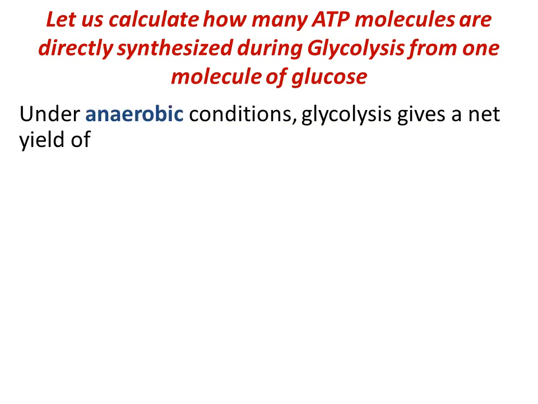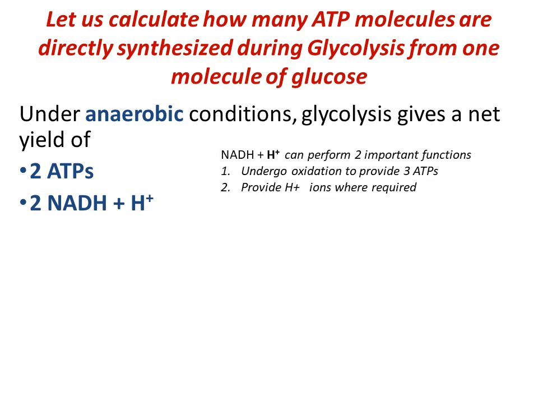As we have seen before, under anaerobic condition, glycolysis gives a net yield of 2 ATPs and 2 NADH. NADH has 2 main functions in the cell. One, it may undergo oxidation in presence of oxygen to provide 3 ATPs. Another function is to provide H ions wherever required, for example in biosynthesis of some other molecule.